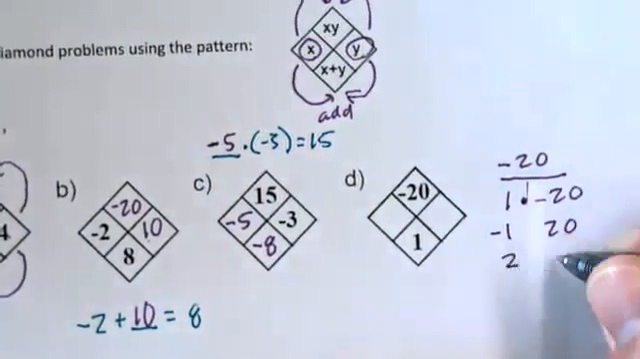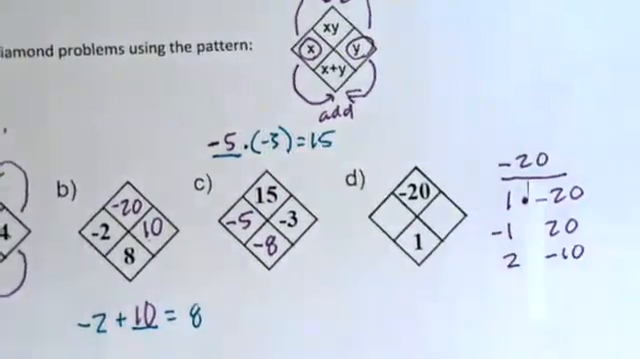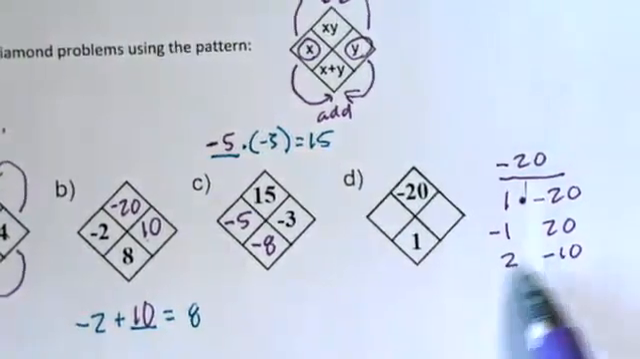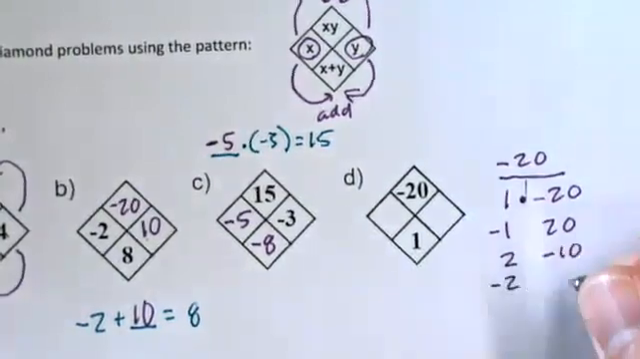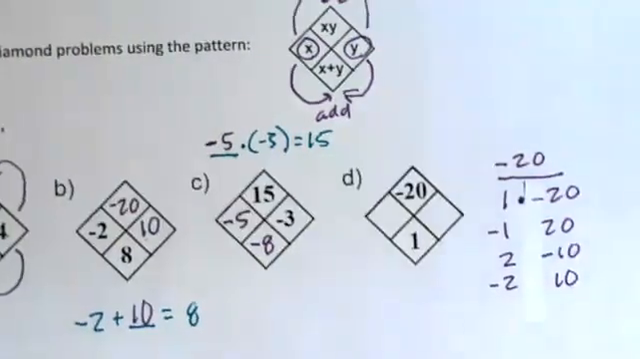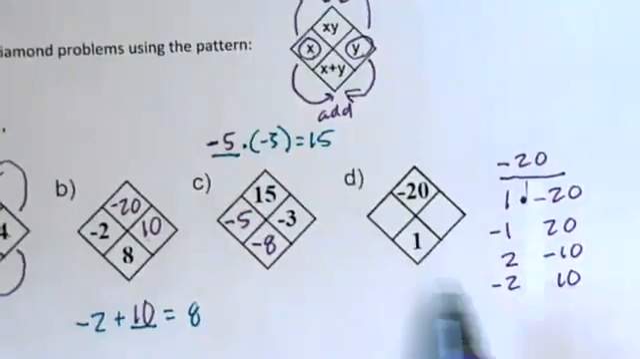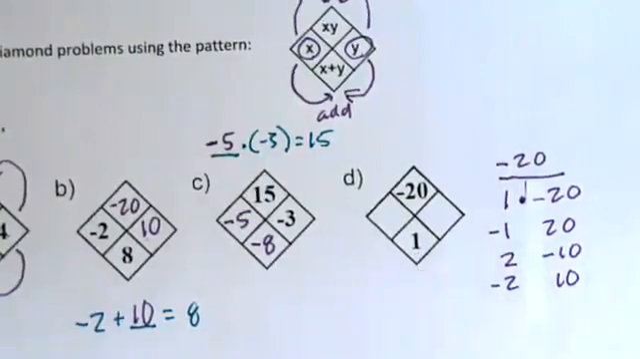I could do 2 times -10, but that does not add up to 1. I could try -2 and +10. That adds up to 8, not 1, so that doesn't work either.